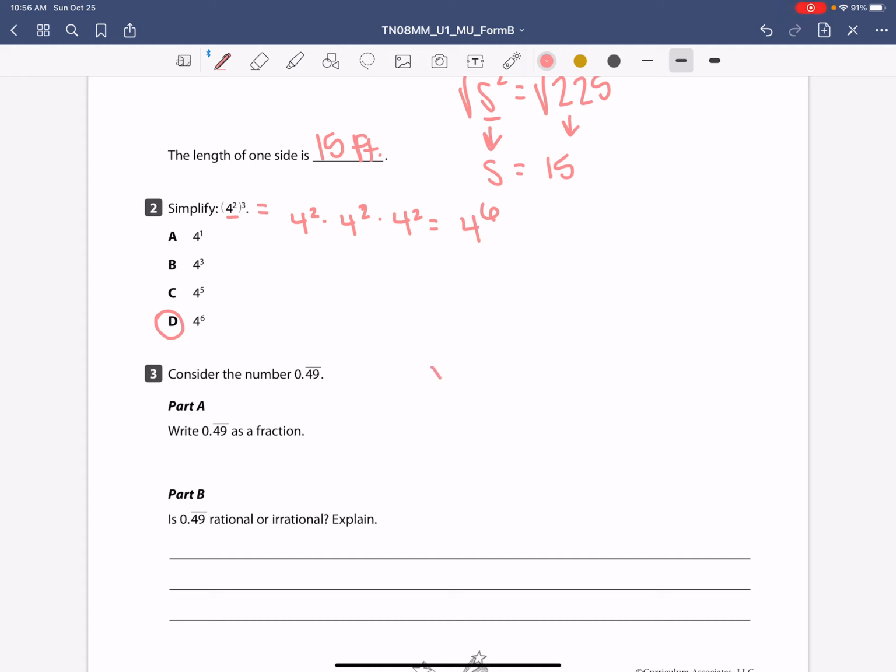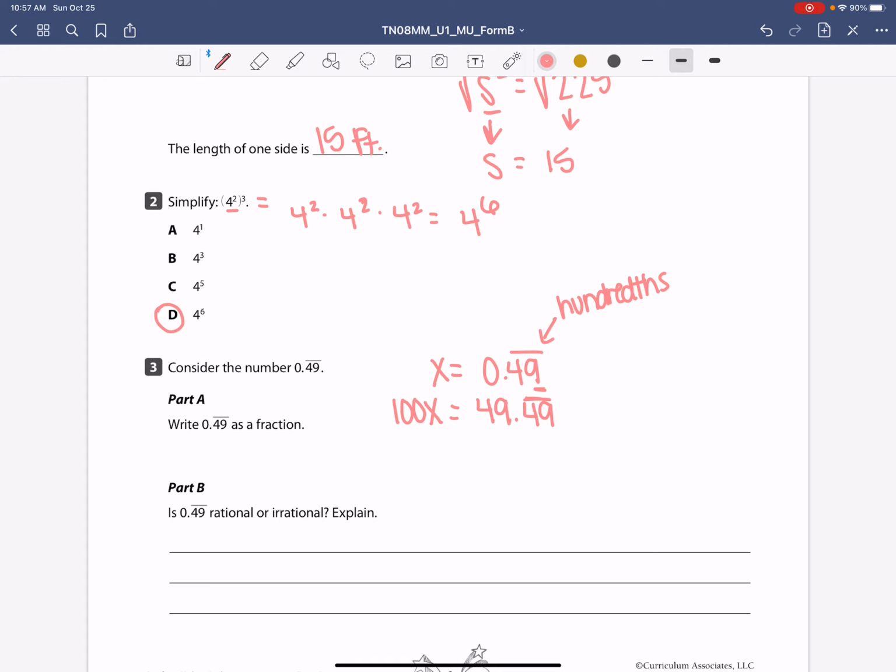This will give us our repeating digits behind the decimal point. And then we're going to subtract off our original value because we want to get rid of our repeating digits. And once we do that, we have 100x minus x, which is 99x, and then 49.49 repeating minus 0.49 repeating. Those repeating digits finally cancel out, and you're left with 49 minus 0, which is 49.